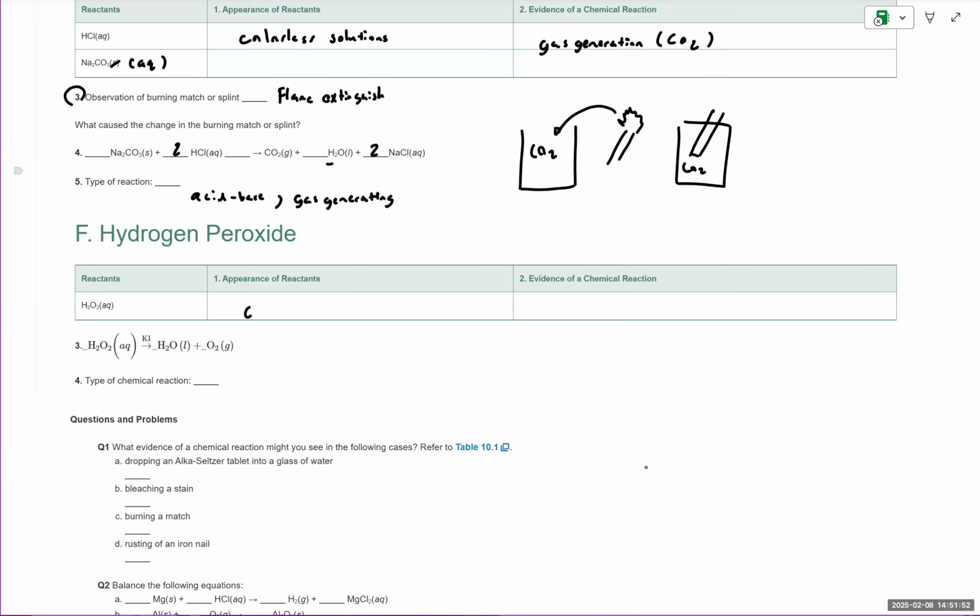So hydrogen peroxide is colorless. And evidence of a chemical reaction, we have a color change plus gas generation.